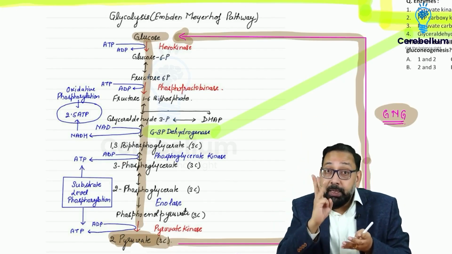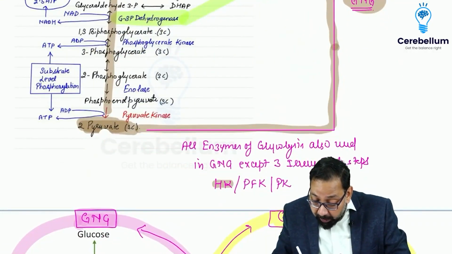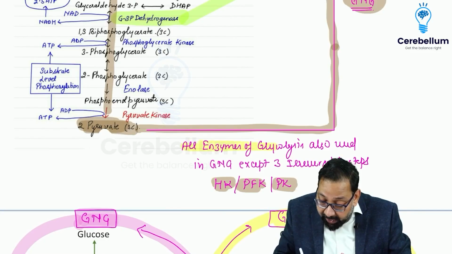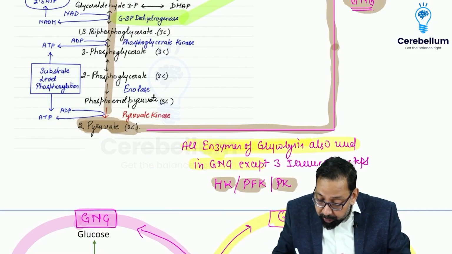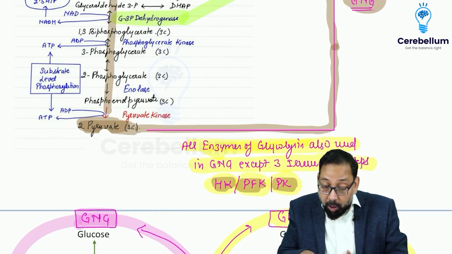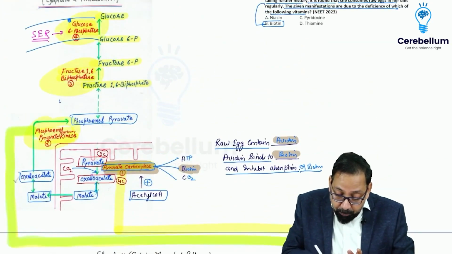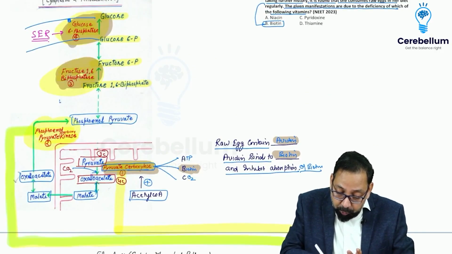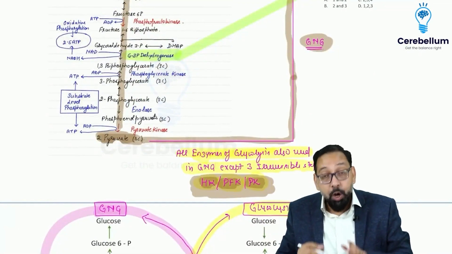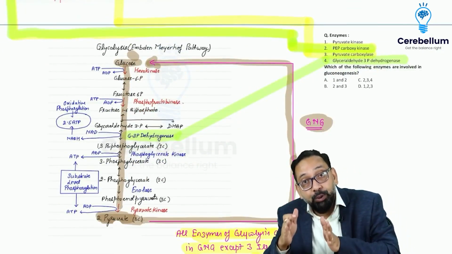But no, three irreversible steps are there in glycolysis. These three irreversible steps are catalyzed by hexokinase, phosphofructokinase, and pyruvate kinase. So this is the statement: all enzymes of glycolysis are used in gluconeogenesis except hexokinase, phosphofructokinase, and pyruvate kinase. So you can say these four enzymes are specific to gluconeogenesis, and these three enzymes are specific for glycolysis. All other enzymes of glycolysis are common to glycolysis and gluconeogenesis.